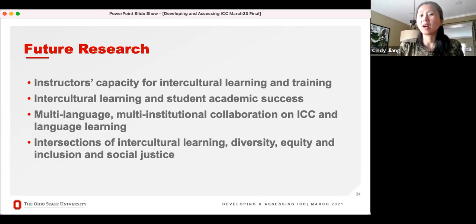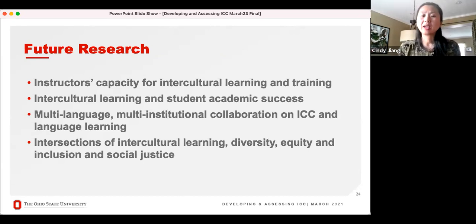Particularly, we're interested in how intercultural learning and the development of intercultural competence contribute to students' sense of belonging, self-efficacy, and other, more traditional academic success outcomes as well.